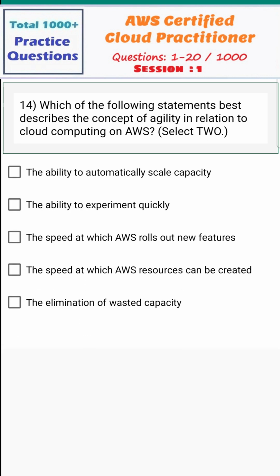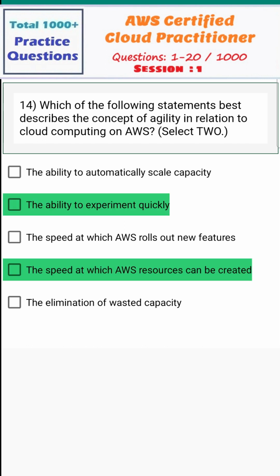14th question. Which of the following statements best describes the concept of agility in relation to cloud computing on AWS? So you have to select two options. First option, the ability to automatically scale capacity. Second option, the ability to experiment quickly. Third option, the speed at which AWS rolls out new features. Fourth option, the speed at which AWS resources can be created. Fifth option, the elimination of wasted capacity. Guess the answer. The correct answer is second option, the ability to experiment quickly, and fourth option, the speed at which AWS resources can be created.